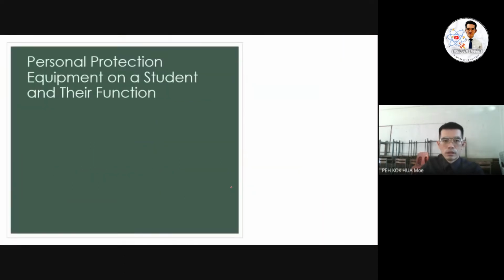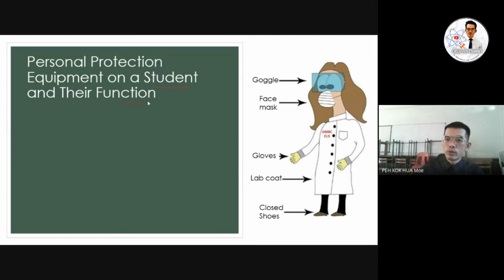What is the personal protective equipment for a student, and their function? What you have to wear during your experiment at the laboratory. Look here, we have 5 important pieces of equipment you need to wear for a certain experiment. Here we have the goggle, second the mask, third the glove, lab coat, and the last one is closed shoes.